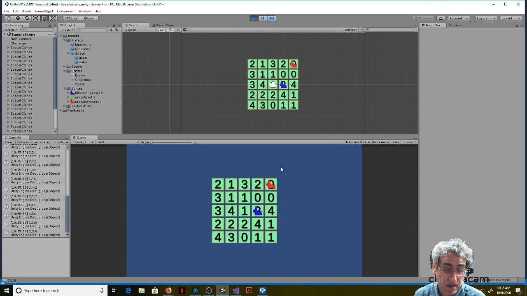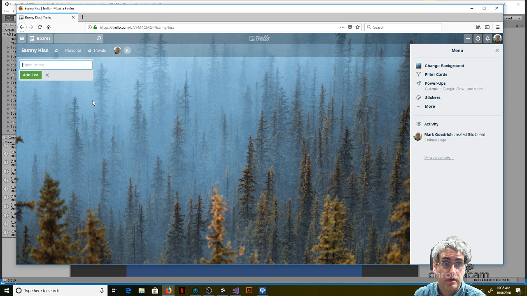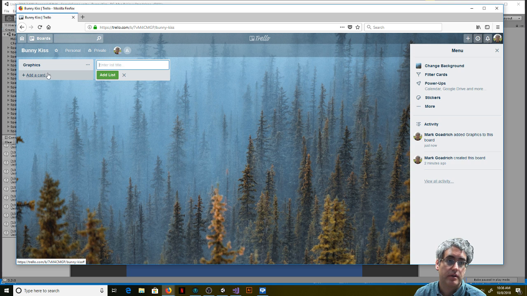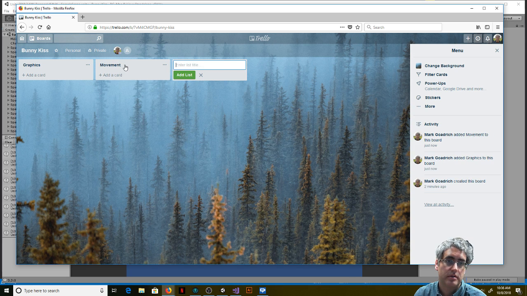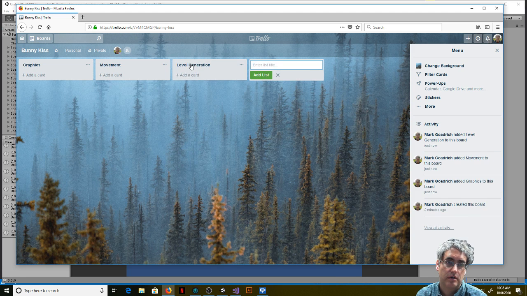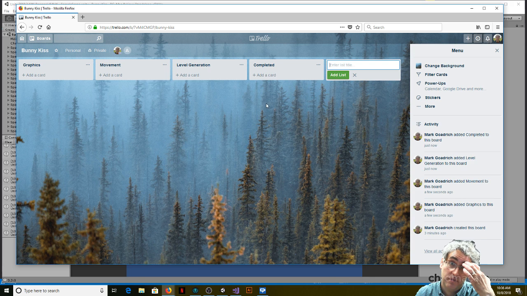I would like to use Trello to plan out some of our next steps. Okay, so we're going to make a list about graphics. There's a lot of things we could do with graphics. Movement. Level generation. Okay, and I always like to make a completed list. Makes myself feel really, really awesome checking things off.